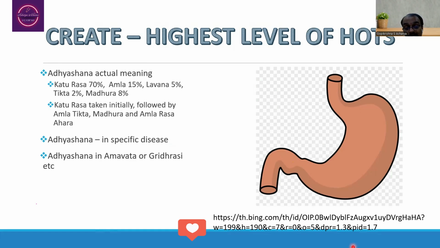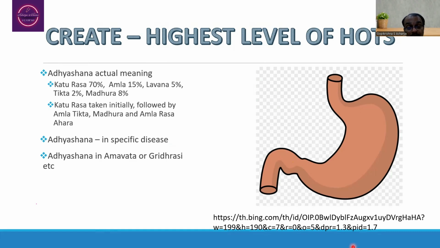And suppose the person consumes a larger amount, 50 or 60%, of Madhura Rasa Sevana. In that situation, the person will have Kapha dosha dominance. Another way of understanding Adhyashana could be Katu Rasa taken initially, followed by Amla or Tikta or Madhura or Amla Rasa Ahara. In that way, there may be a possibility of Tridosha Prakopa itself.